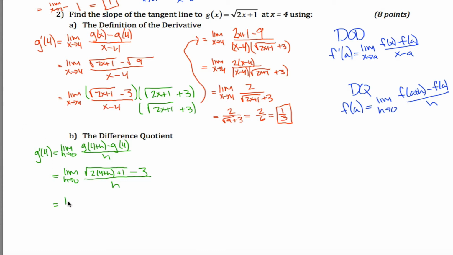And my trick is going to, again, be multiplied by the conjugate. So I got the limit as h approaches 0 of, you can clean that up if you want to. Yeah, I'll do it. The square root of 2 times 4 is 8, plus 1 more is 9. And then 2 times h is 2h. And so I'll multiply the numerator and the denominator by the conjugate of the numerator. So I get the square root of 9 plus 2h plus 3 on the top and the bottom here.